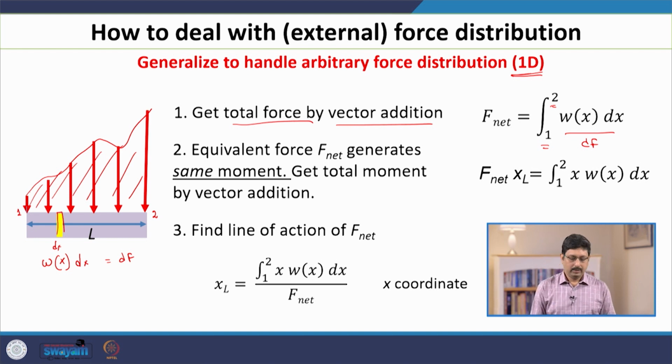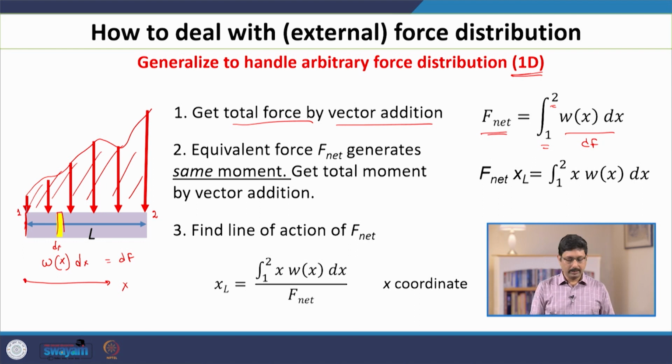The second principle is about the total moment. If you choose any particular pivot point and calculate the total moment, or total torque, generated by this profile of distributed external force, it must be equal to the moment generated by the equivalent point force, that is F net. So what is the moment generated? Suppose we want to compute the torque about any point on the left end. Let us call that the origin, and this is our x axis. This is our pivot point.